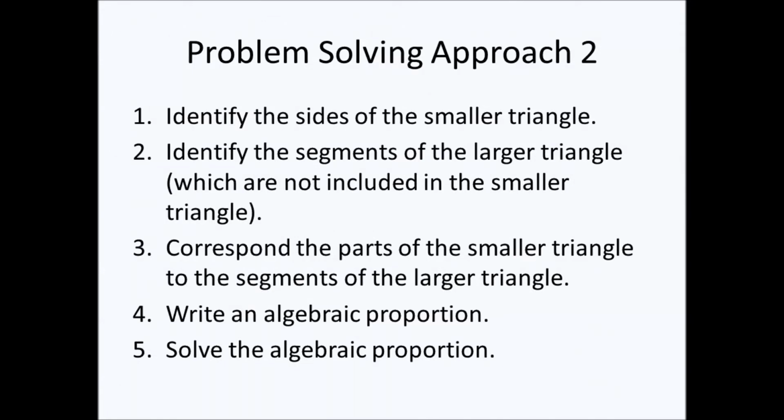The first step of another problem-solving approach would be to identify the sides of the smaller triangle. The second step would be to identify the segments of the larger triangle, which are not included in the smaller triangle. The third step would be to correspond the parts of the smaller triangle to the segments of the larger triangle. The fourth step is to write an algebraic proportion. And the fifth step is to solve the algebraic proportion.